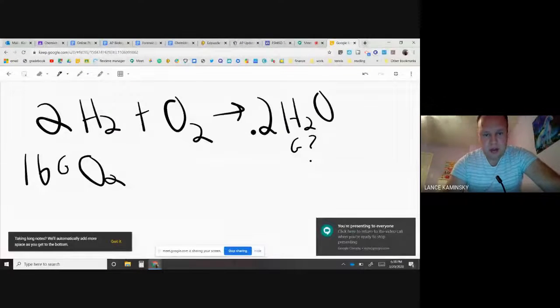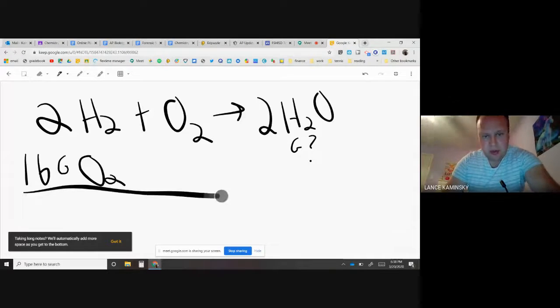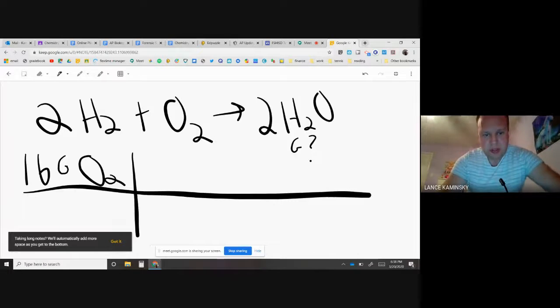Let me present my screen. So right here is my equation. It's already balanced. 16 grams of oxygen. How many grams of water do I get? So I'm going to need to do a 3-step mole problem for this because I'm going from grams of one to grams of another. I have 16 grams of oxygen.